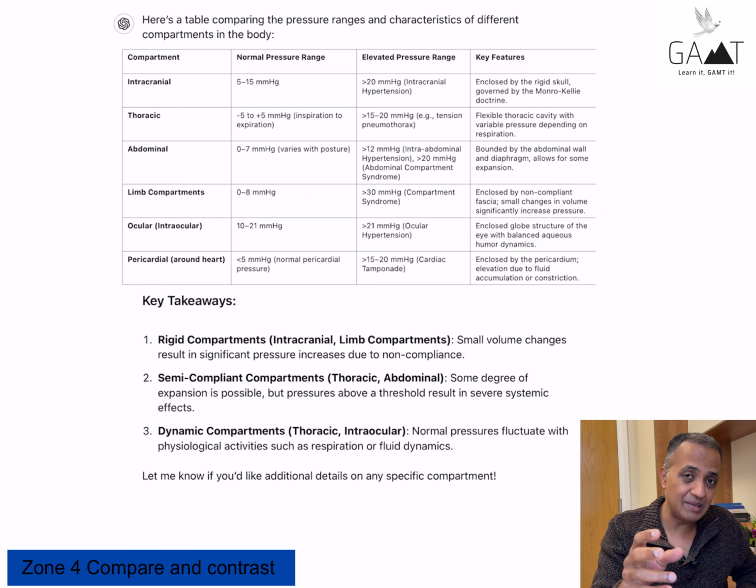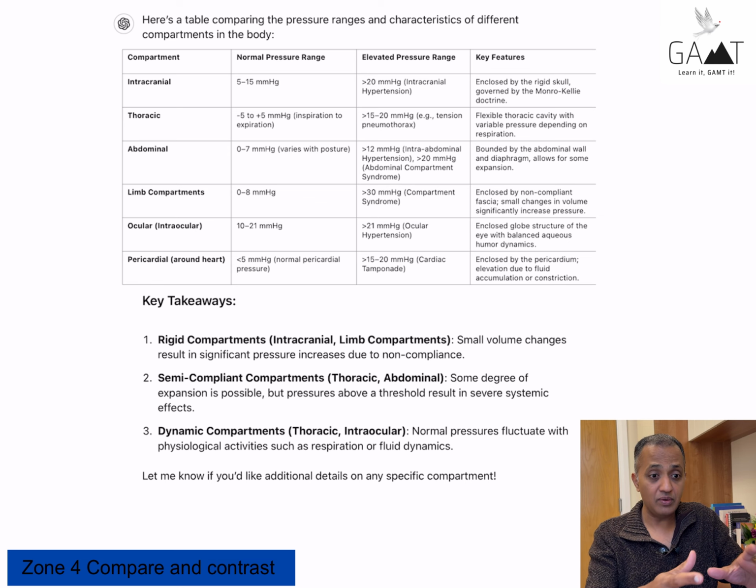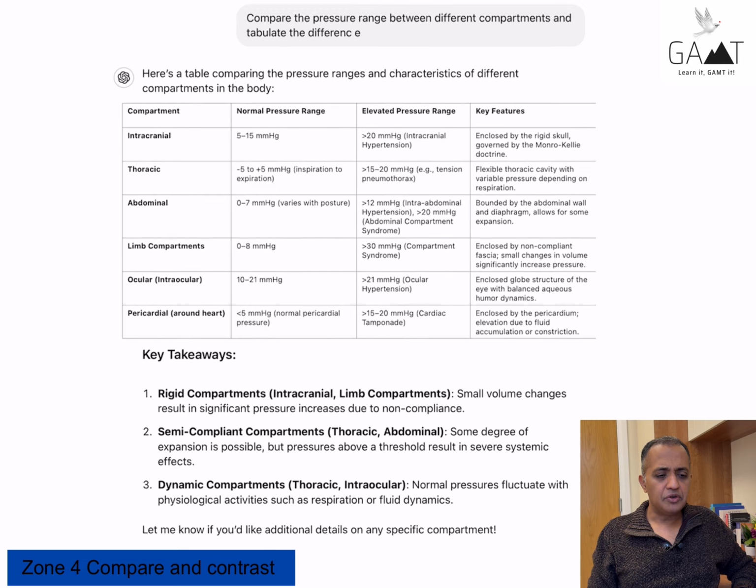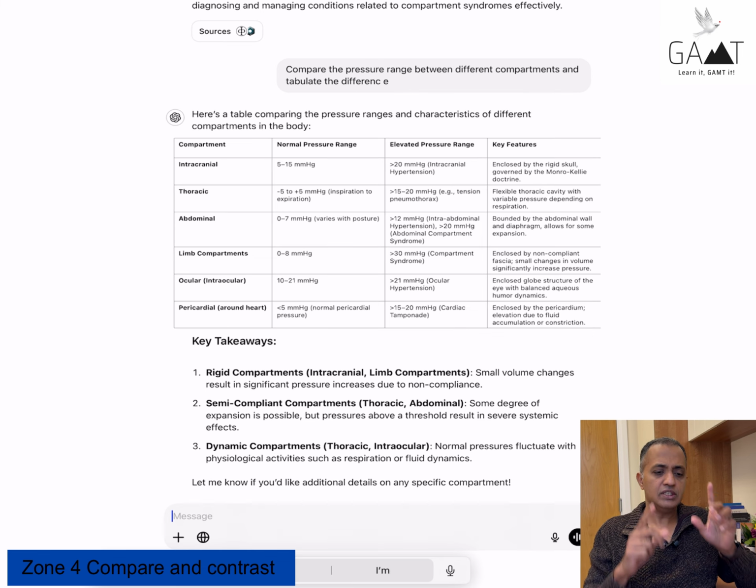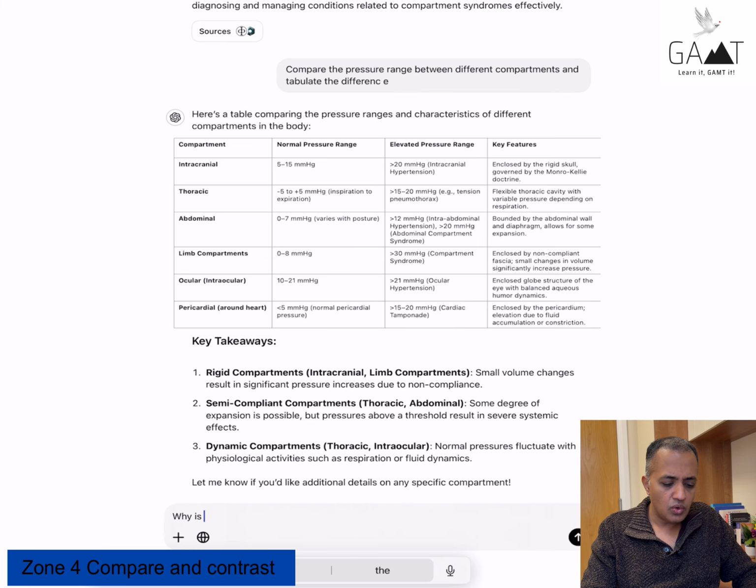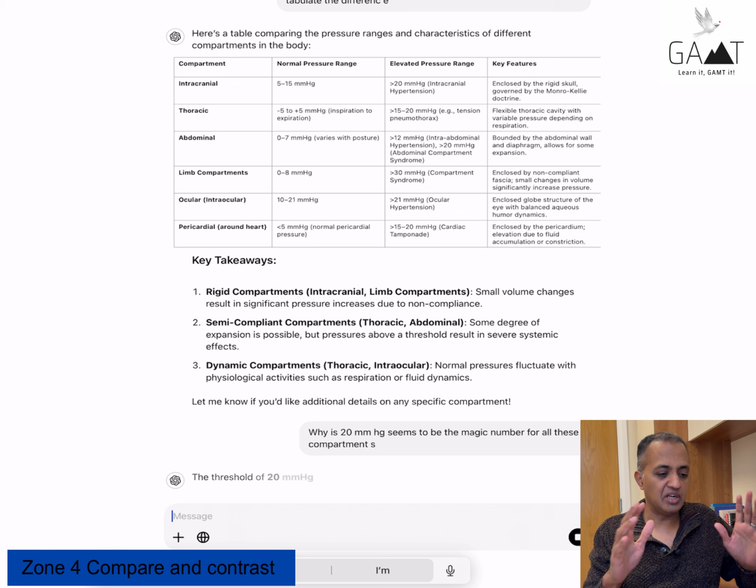I read about all these things separately, but I never put all this together. But now I say, wow, 20. And now obviously the next question, compare and contrast. So I compare and contrast it, so I kind of know where things are. Now I'm going to go back to zone 3 and ask why questions. So I'm going to say, why is 20 millimeters of mercury the magic number for all these compartments? Okay, it's not properly phrased.